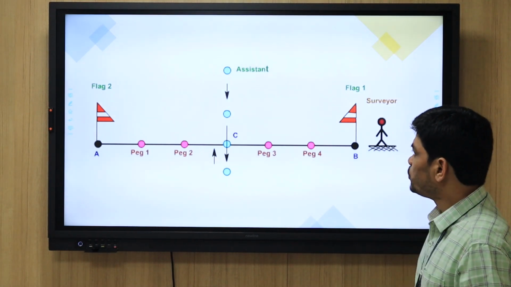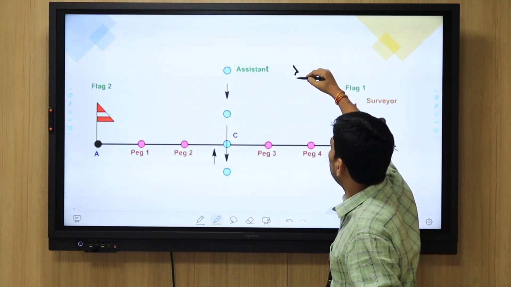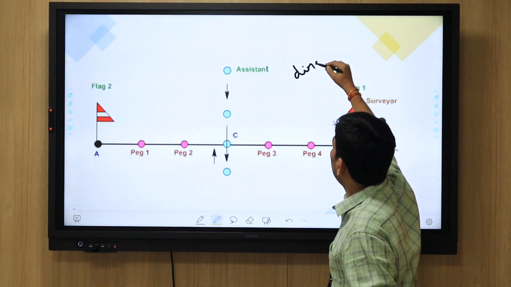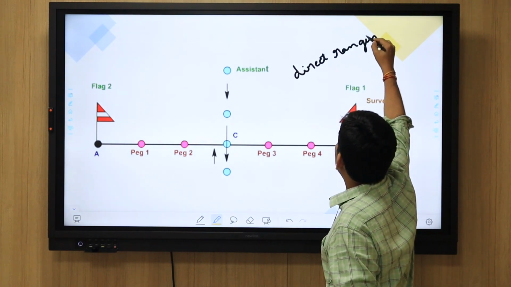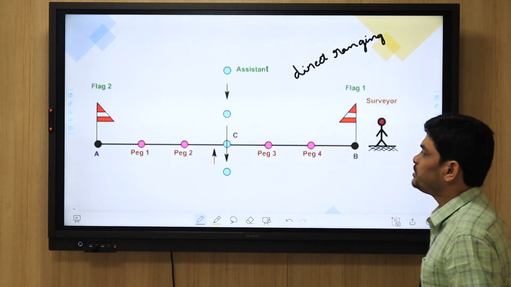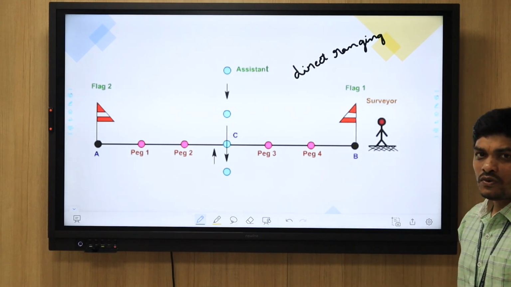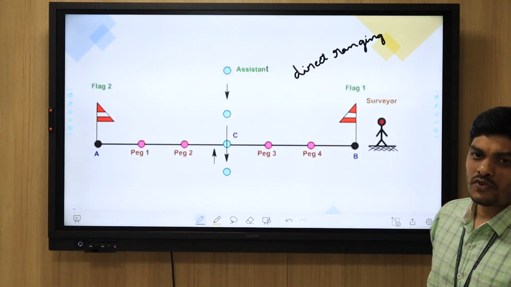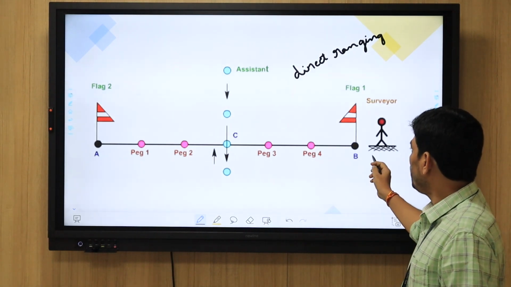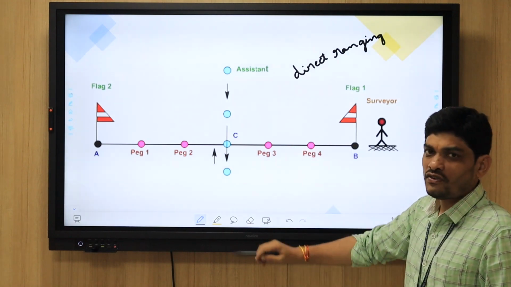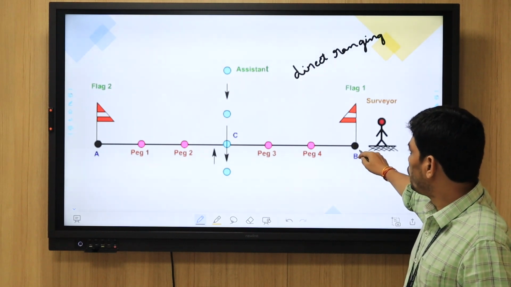A and B, two stations are there. This is a direct ranging. So here A and B, two stations are visible. So what will we do? Here some symbols come into the picture. At A and B, one ranging rod each will be there. At A, one person will be standing, and at B, one more person will be there.